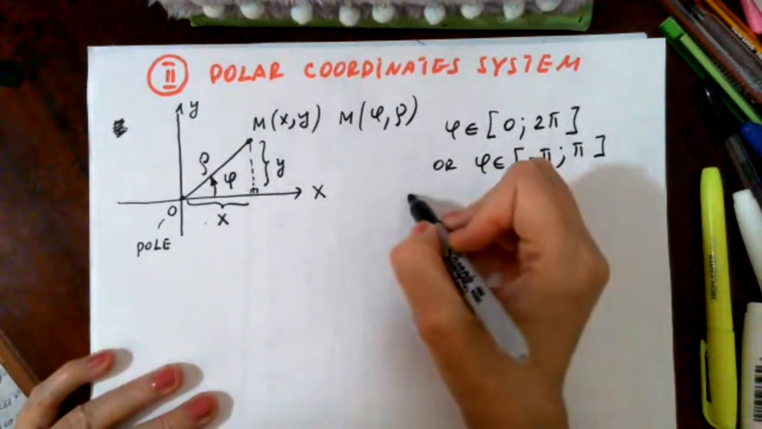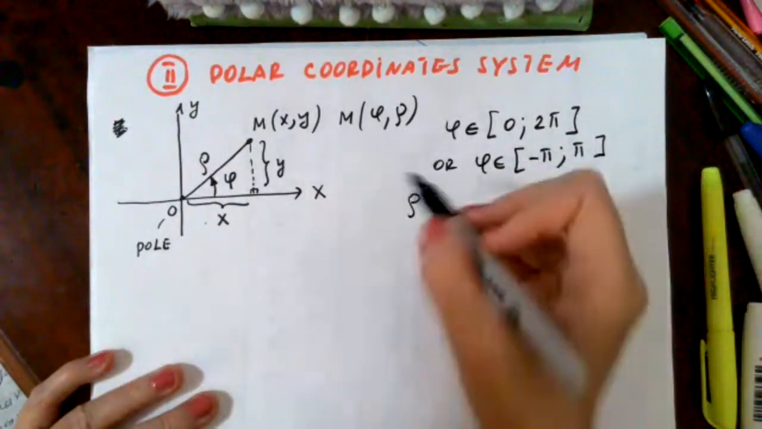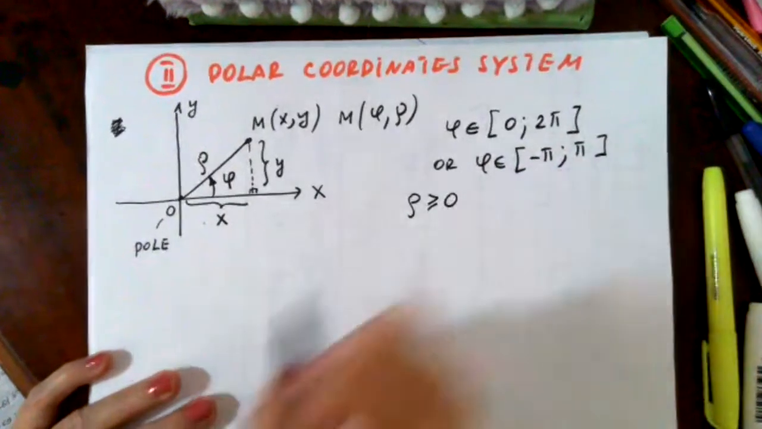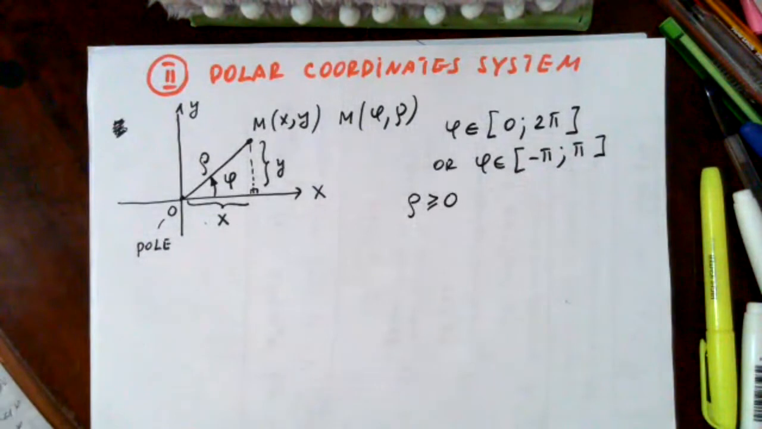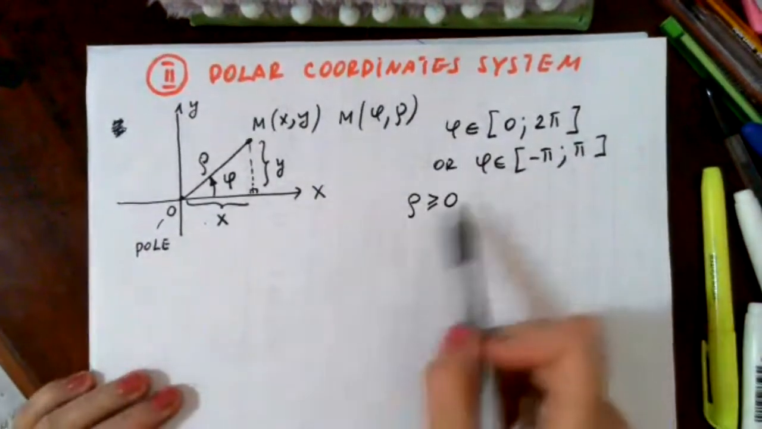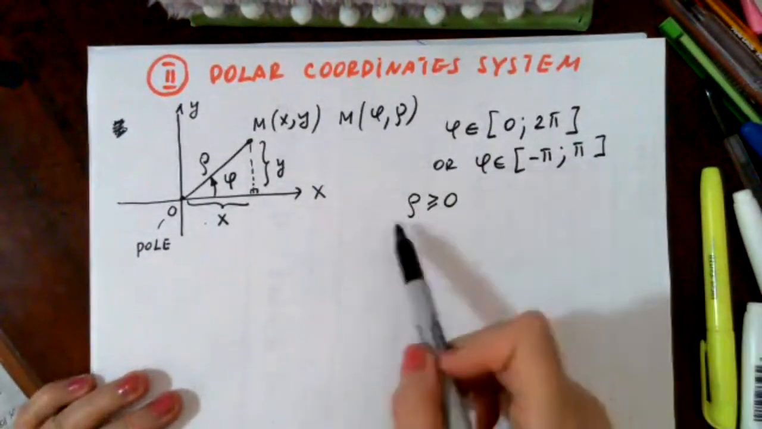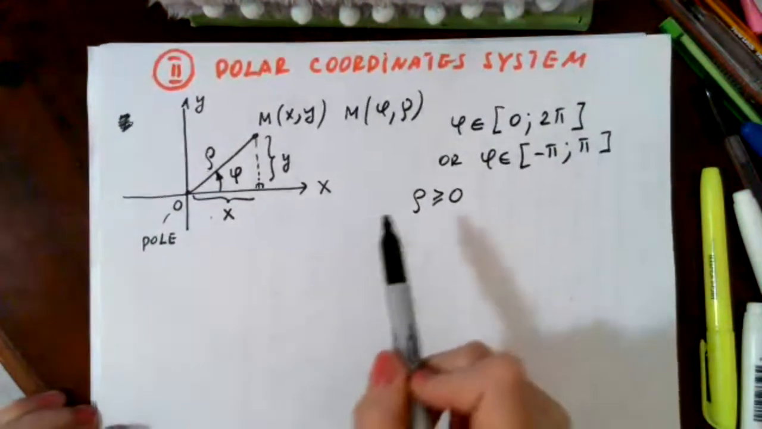Okay, what about polar radius? Polar radius has a limitation that it cannot be negative, of course. Any distance should be positive or at least equal to 0. It cannot be negative. So these are limitations for these polar coordinates.